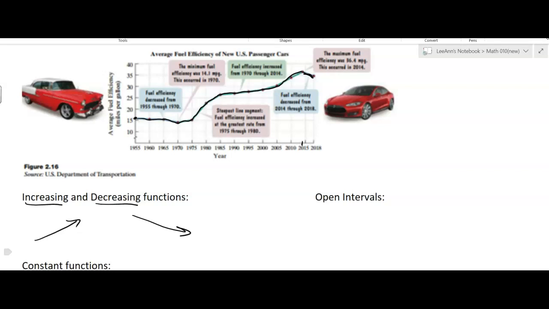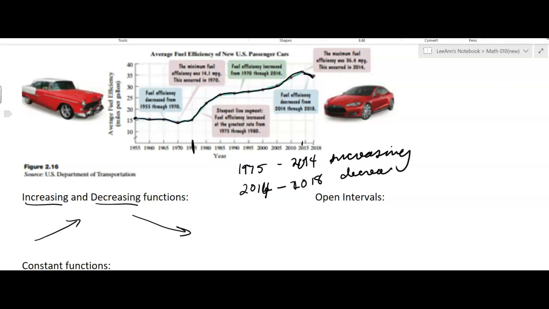As you read the graph from left to right, you can see from about 1975 to about 2014, it looks like it was increasing. So the fuel efficiency was increasing. But then from about 2014 to 2018, it looks like it was decreasing. Okay, so we talk about such things.